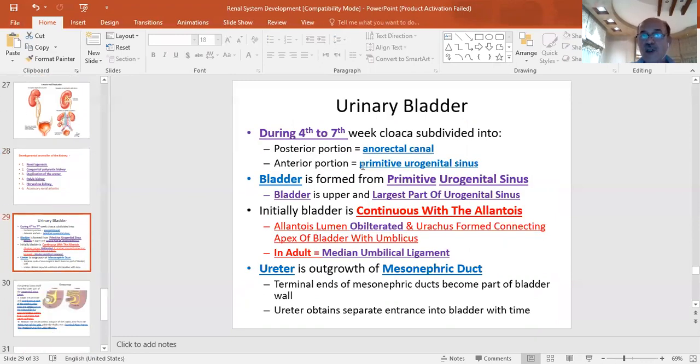The urinary bladder during the 4th to the 7th week, as I said, the cloaca divide, and it gives anorectal canal, a primitive urogenital sinus type. The bladder arises from the primitive urogenital sinus.